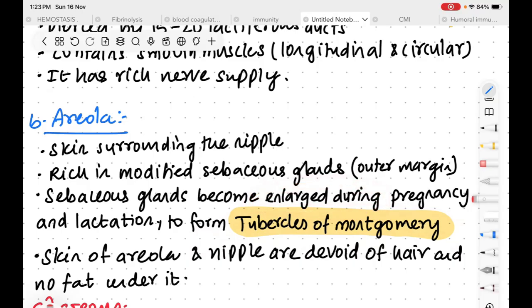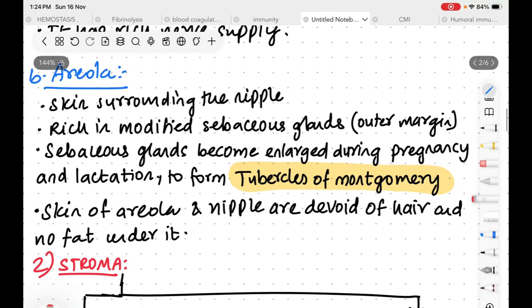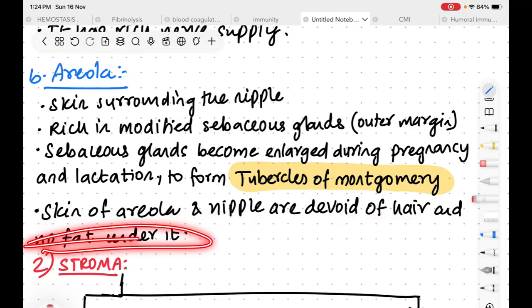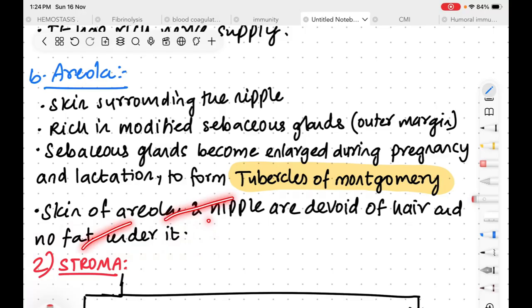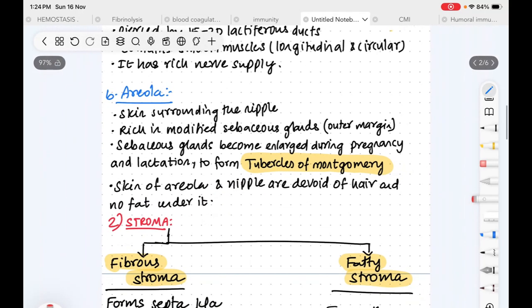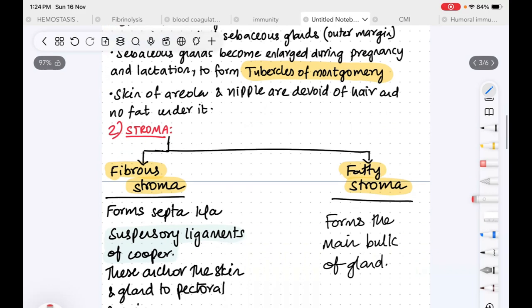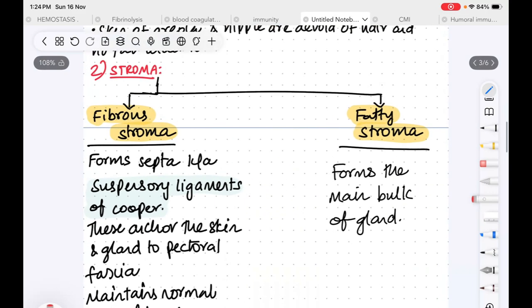Okay, in simple words, these tubercles of Montgomery are nothing but enlarged sebaceous glands during pregnancy and lactation. Again, the skin of the areola and nipple is devoid of hair and has no fat under it. Okay, so this is about the skin. Next we'll talk about the stroma.